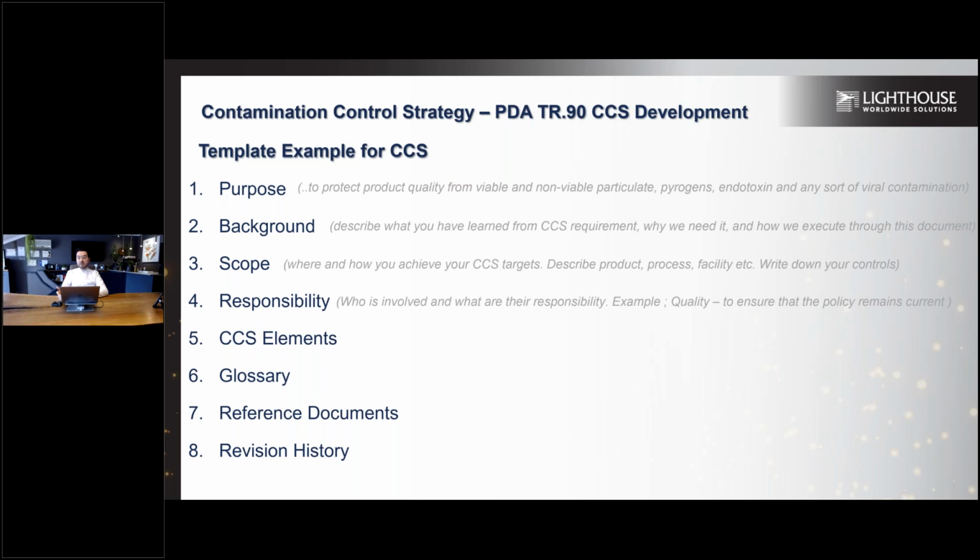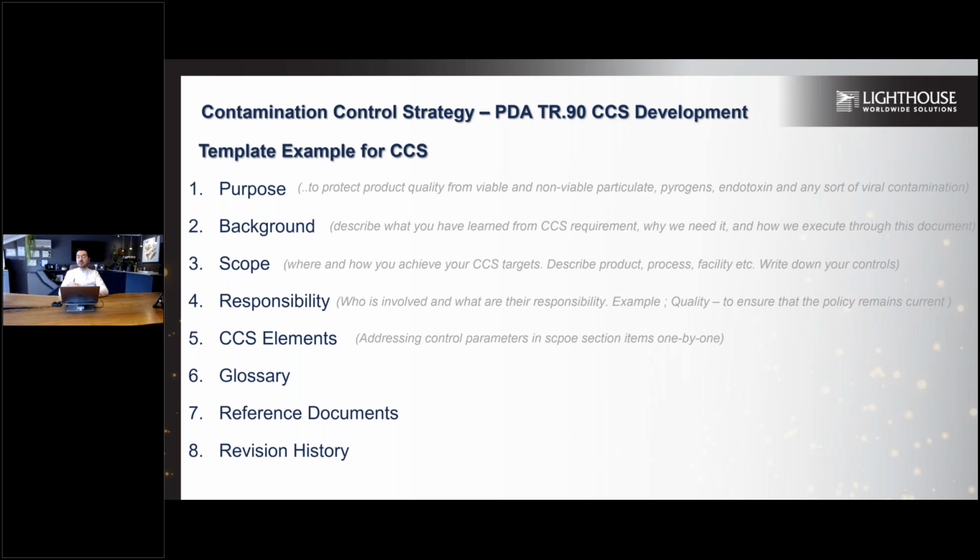And responsibility. Who is involved and what are their responsibilities? We have to describe them one by one in this section. For example, if we have quality people in this document, we will be describing their responsibility, like to ensure that the policy remains current. And the contamination control strategy elements as number 5 item. We need to address the control parameters in the scope section items one by one.